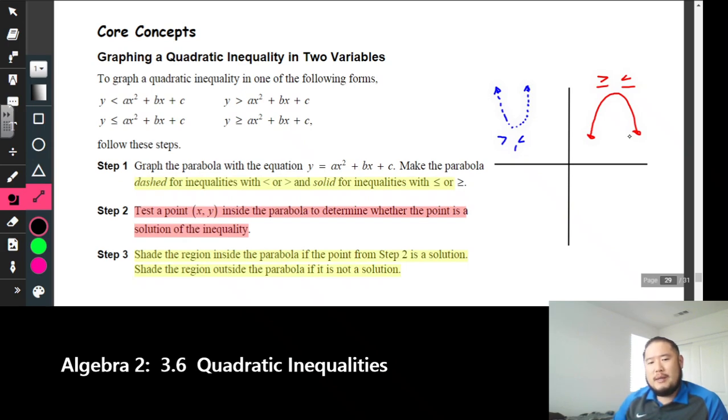And that's where we go to step 2. It says test the point x, y inside the parabola to determine whether the point is a solution of the inequality. So if I were to pick a point on the inside of the parabola, and it happens to be a true statement when you plug it into the equation, then you will shade on the inside. If it happens to be false, then you will shade on the outside. So step 3 is all about shading and making sure you plug in a point and see if it's correct or not.